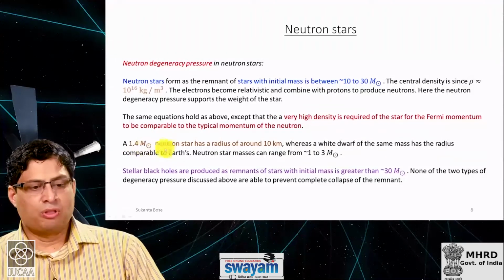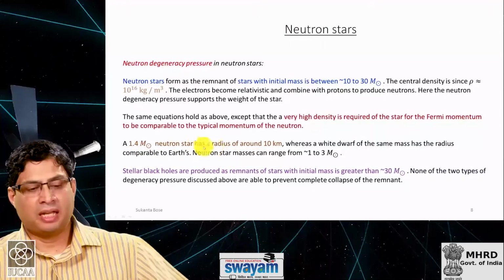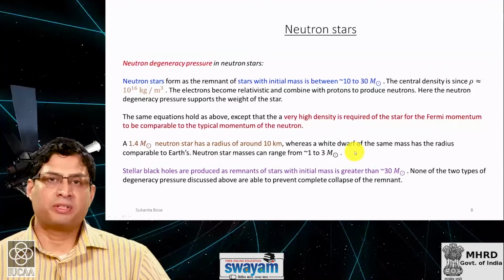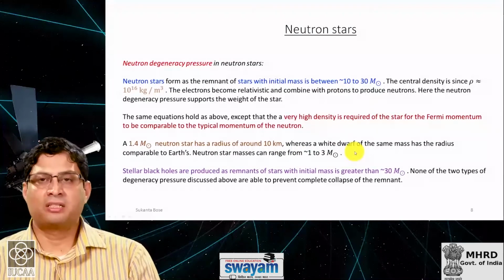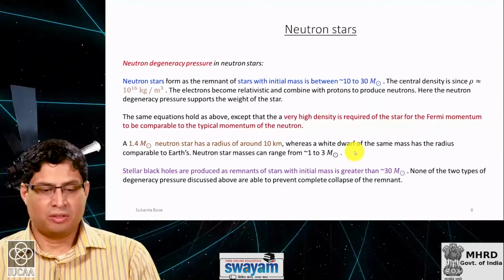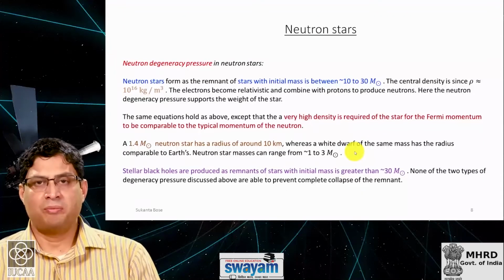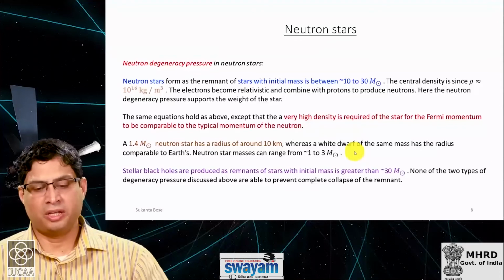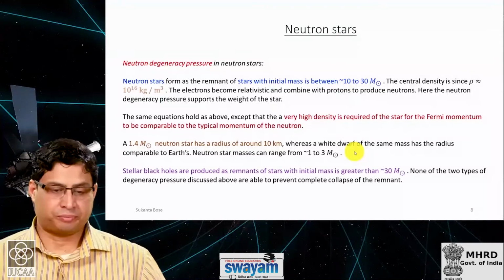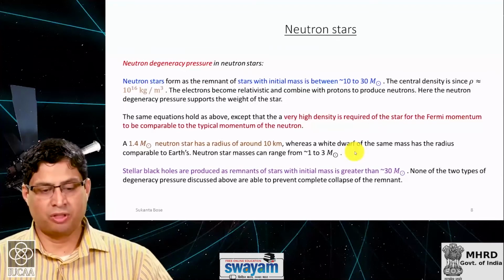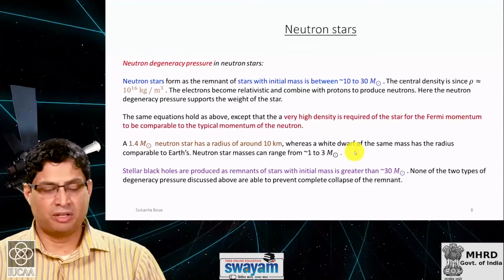So a 1.4 solar mass neutron star, for example, has a radius of around 10 kilometers. In comparison, a white dwarf of the same mass has a radius comparable to that of Earth's. Okay, and neutron star masses can range somewhere between 1 to 3 solar masses. So these are all astrophysical scenarios where the star burns out its nuclear fuel, leaving different remnants behind.